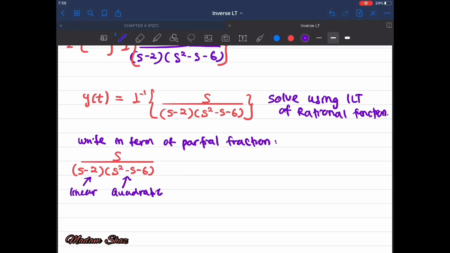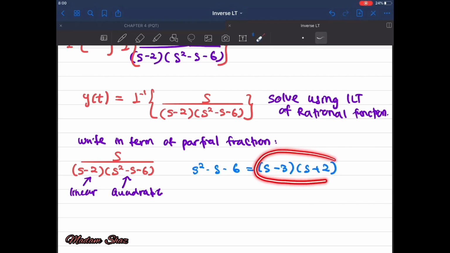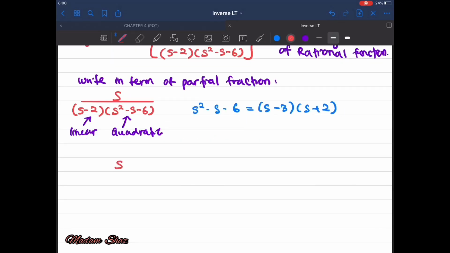which we have to check whether we can factorize or not. So by using calculator, this one can be factorized as (s − 3)(s + 2). So now substitute (s − 3)(s + 2) for the quadratic term here. Therefore s over (s − 2)(s − 3)(s + 2). So now everything at the denominator is a linear term.